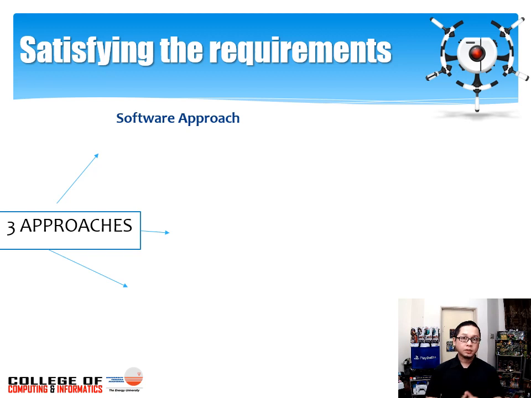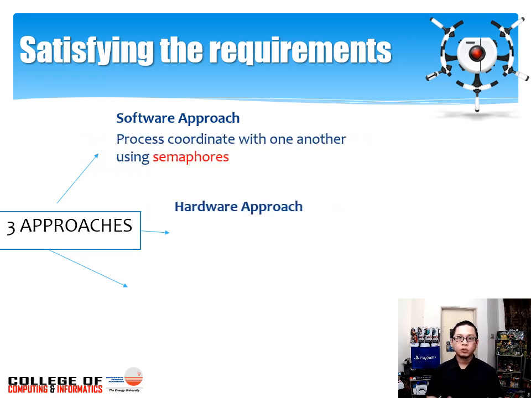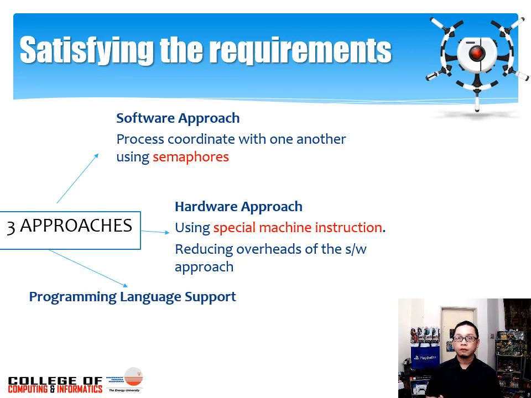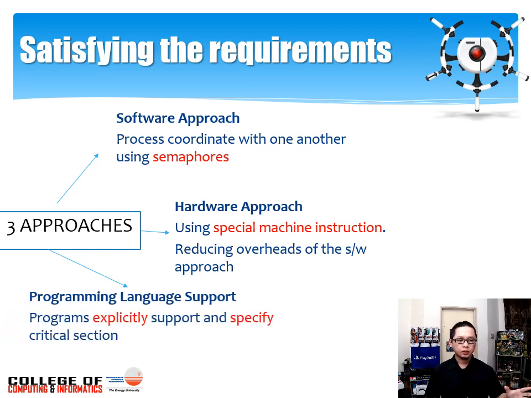So now comes the interesting part. How do we actually have mutual exclusion inside the system? How do we write a program for mutual exclusion in our operating system? There are a few approaches we can have. First of all, we look at the software approach, where we are going to use semaphores.